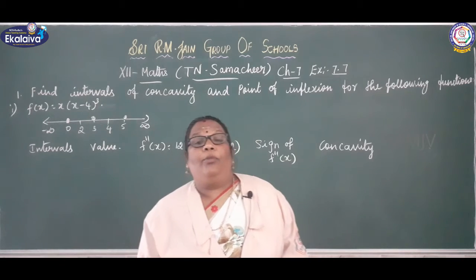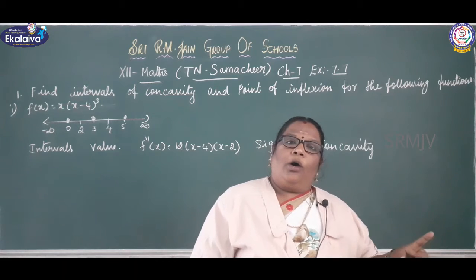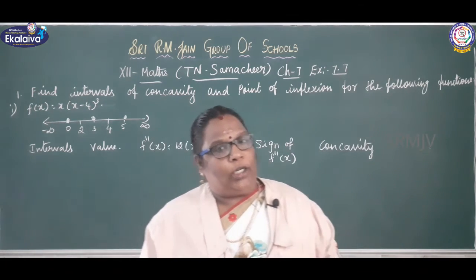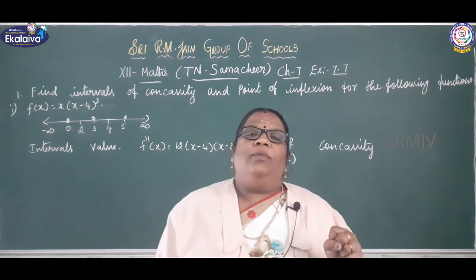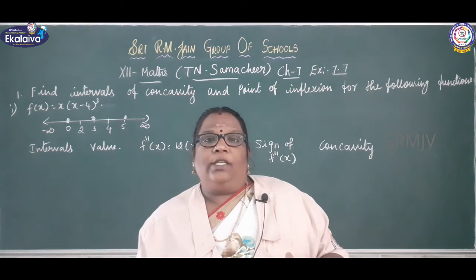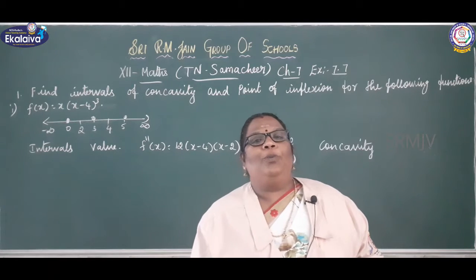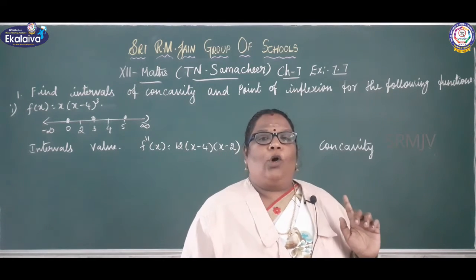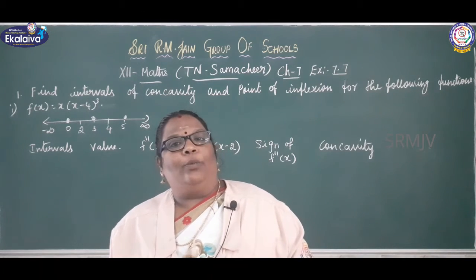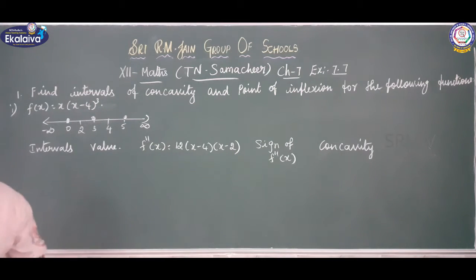Another name for concave upward is convex downward. Concave downward is convex upward. Either you can use concave or you can use convex. If they are asking about convex, then if it is negative, you can use it as convex upward, and positive means convex downward. Here, concavity means, if it is positive, it is concave upward, and negative means concave downward.